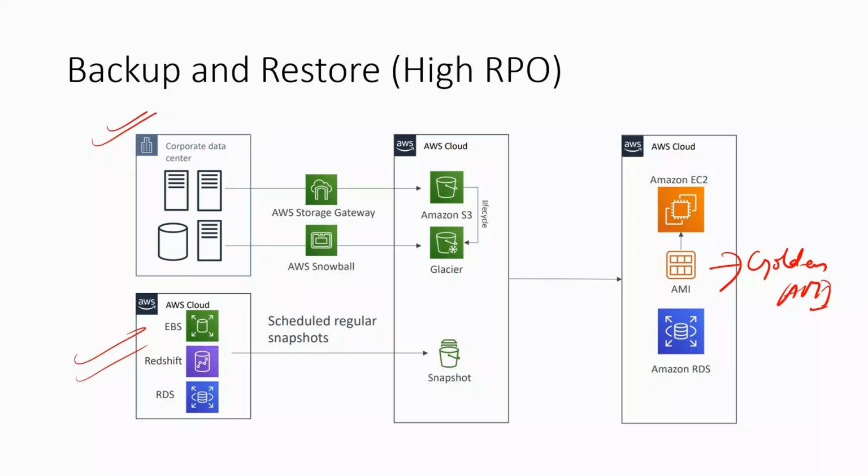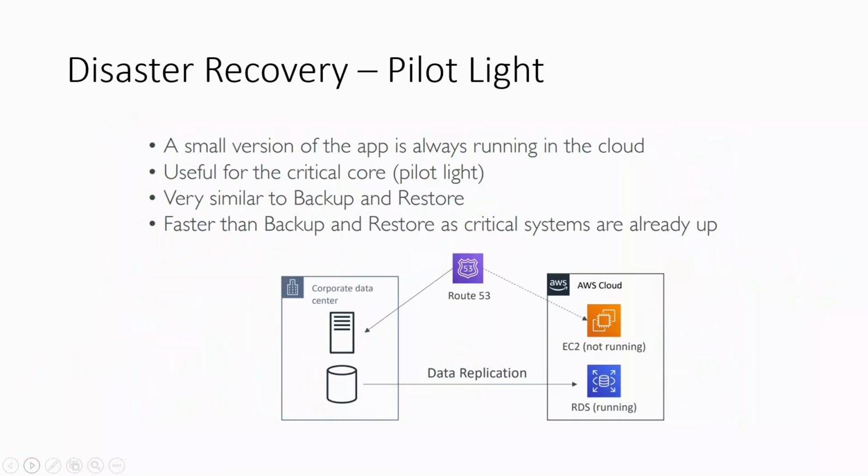So the thing is, when a disaster happens, you need to pull the data from somewhere. Even though sometimes it is faster, it still has a high RPO. You need to remember that: high RPO and also high RTO. So let's move on to disaster recovery strategy number 2, which is pilot light.